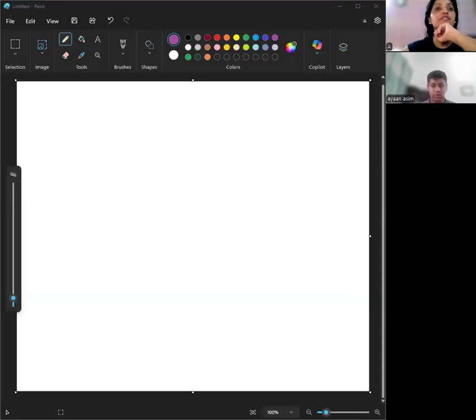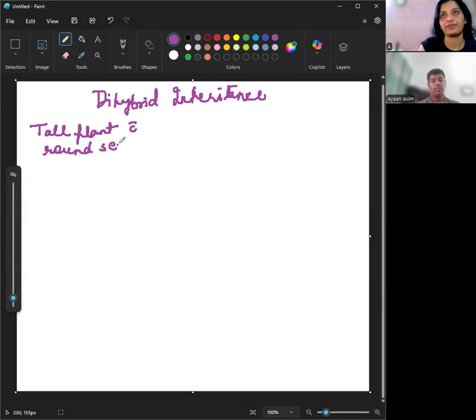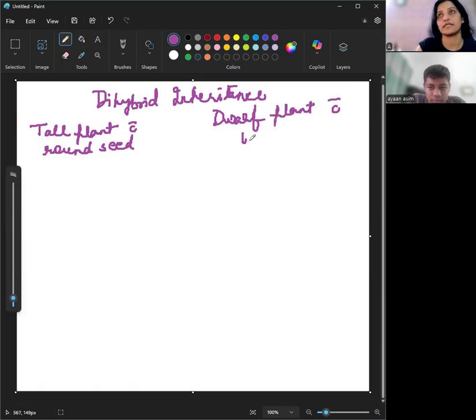So now we are going to start with dihybrid inheritance. As the name suggests, dihybrid means there is involvement of two characters. We are studying the transmission of two characters at one time. So I'm going to pick the character as a tall plant with a round seed, and a dwarf plant. These are the pure plants, with wrinkled seeds.